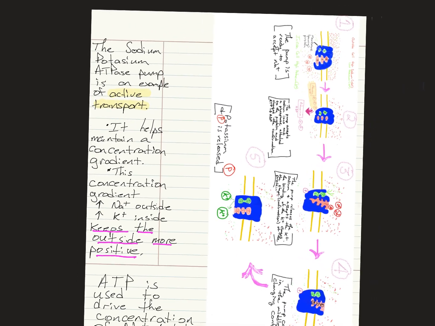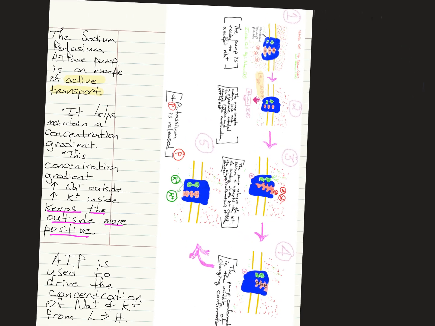All right. So, what are some of the summaries of the stuff that we just talked about? Sodium potassium ATPase pump is an example of active transport. It helps maintain the concentration gradient so that we keep the positive outside and the negative inside.